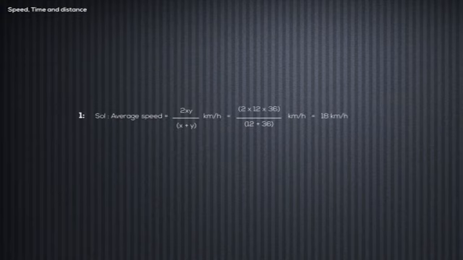Let's go through some solved examples. A man covers half of his journey at 12 km per hour and the remaining half at 36 km per hour. Find his average speed. Solution: the average speed can be calculated using the formula shown on the screen. Solving the equation, we get the average speed as 18 km per hour.